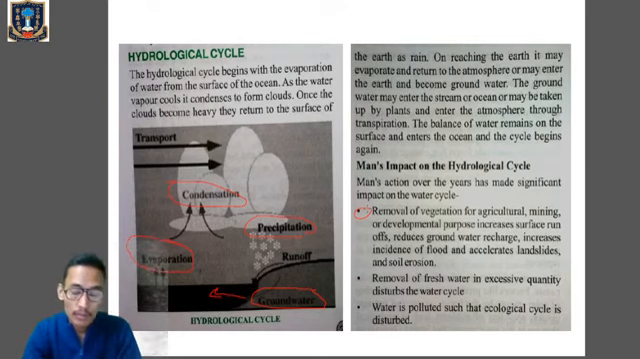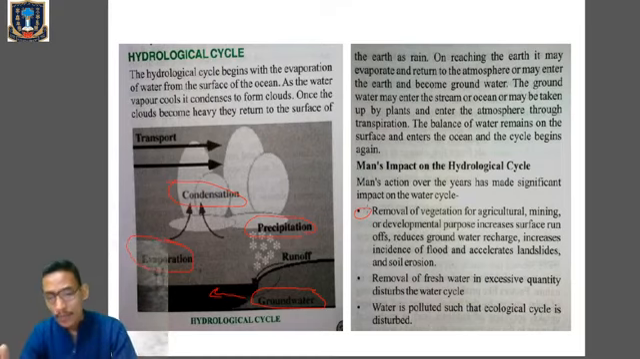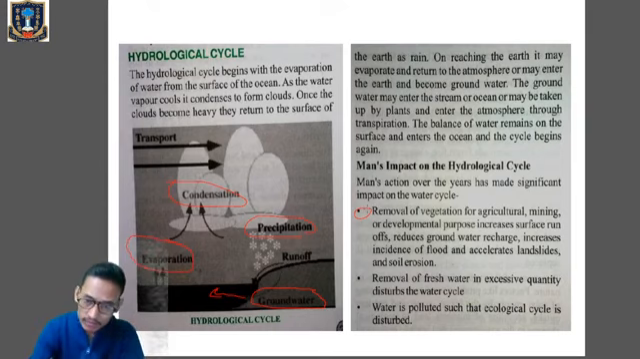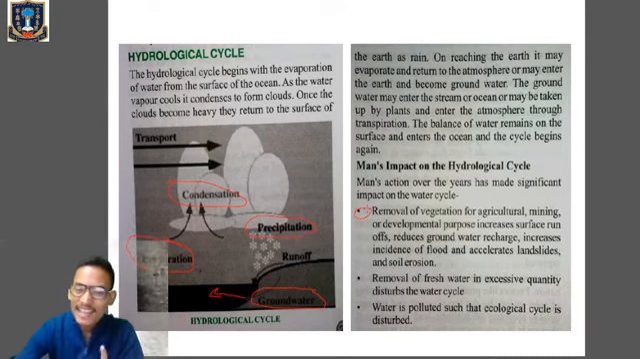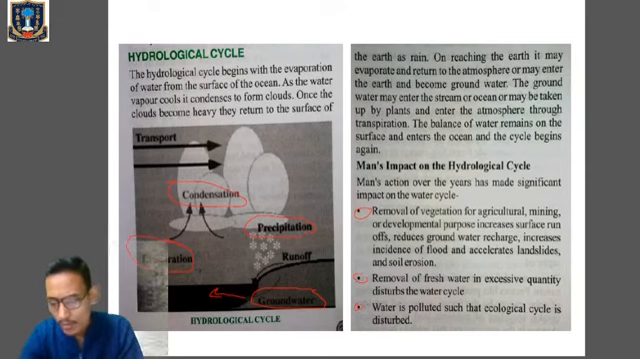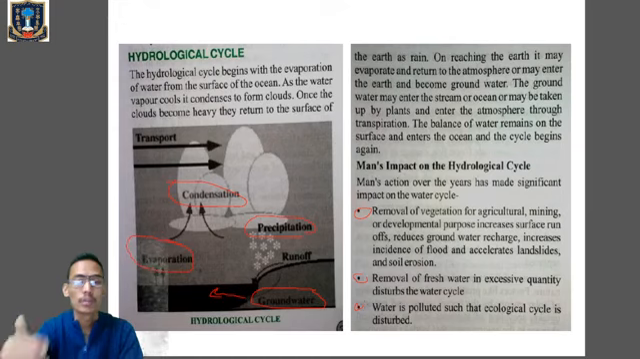We are removing vegetation for agriculture, okay, and continuous mining for development purposes will just reduce the underground water, right? It will increase the pressure of landslides and the incidence of flood also. Okay, next one, removal of fresh water in excessive quantity disrupts the water cycle. Water is polluted such that the ecological cycle is disturbed. The most important contribution of man on the hydrological cycle is simply that we are polluting the water body.